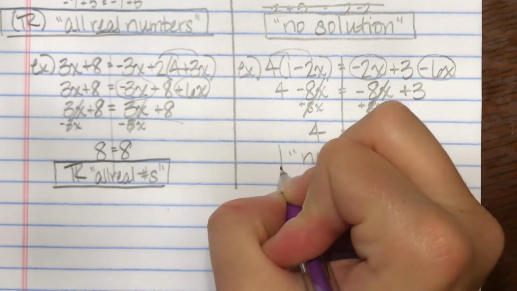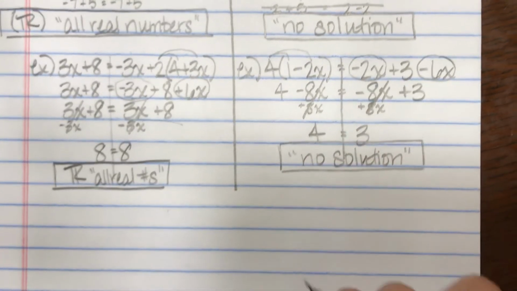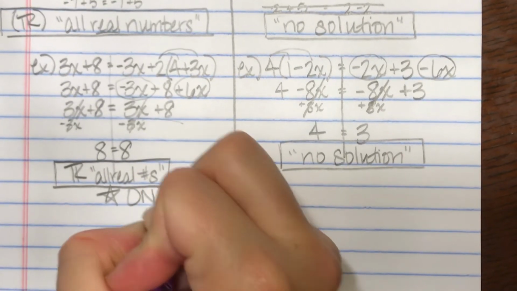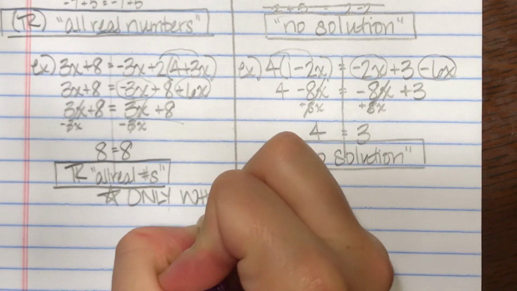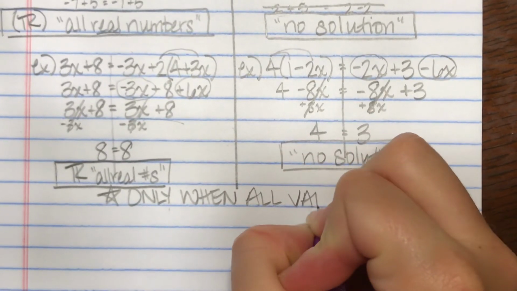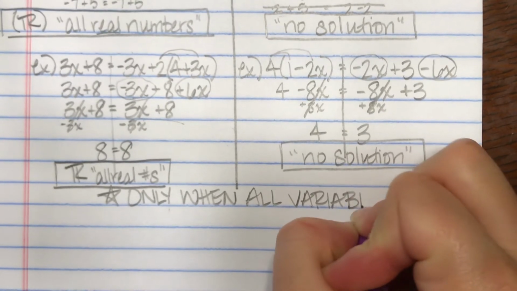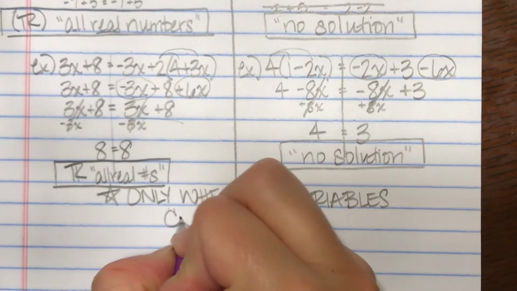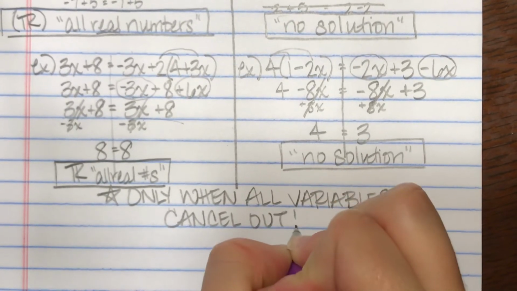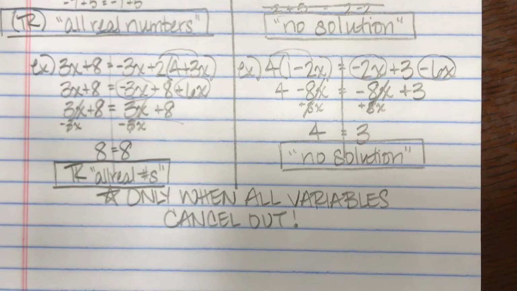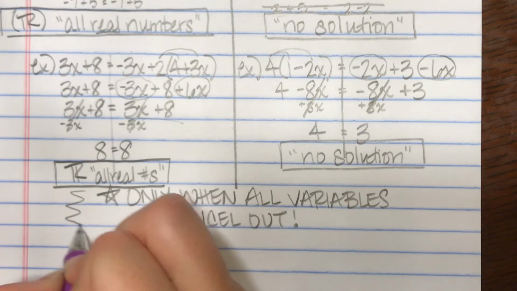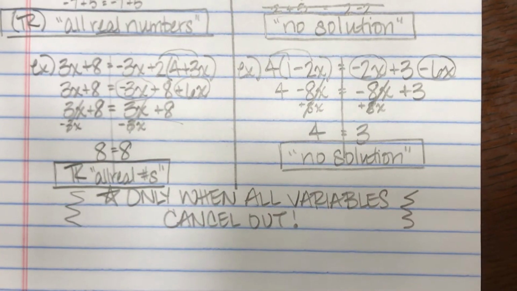Now, here's the catch. This is only, and I'm going to write this in all caps, this is only when all variables cancel out. If your problem still has variables in it, then this is not a special situation. This is a big deal: only when your variables disappear.